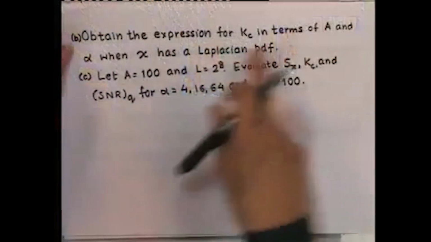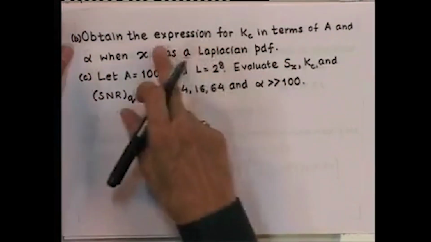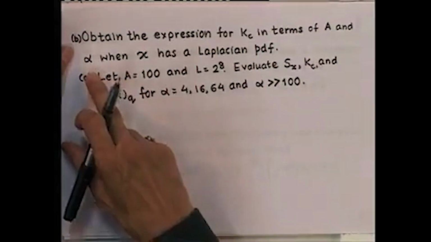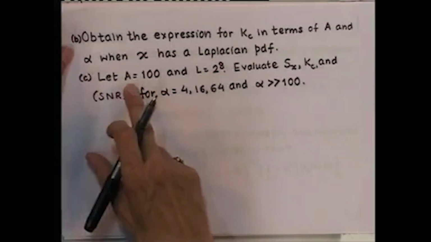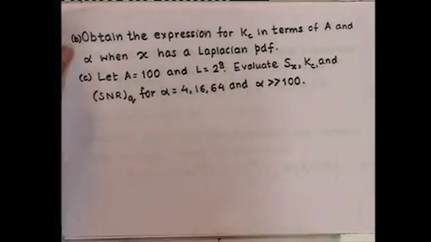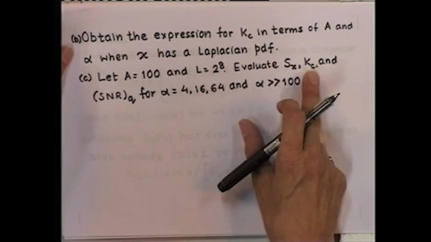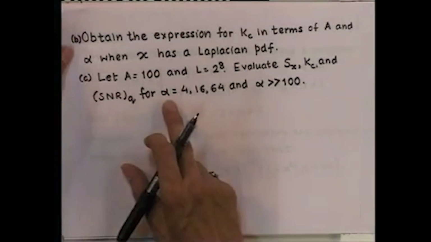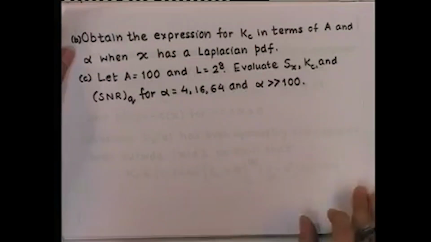for a particular input PDF, that is the Laplacian PDF, we are expected to obtain the expression for K c in terms of A and alpha, which is a parameter for the Laplacian PDF, and then finally, for specific values of A equal to 100 and L equal to 256, we are required to evaluate the variance of the input, the constant K c, and the signal to quantization noise ratio for different values of alpha. So, let us try to provide a solution to this problem.